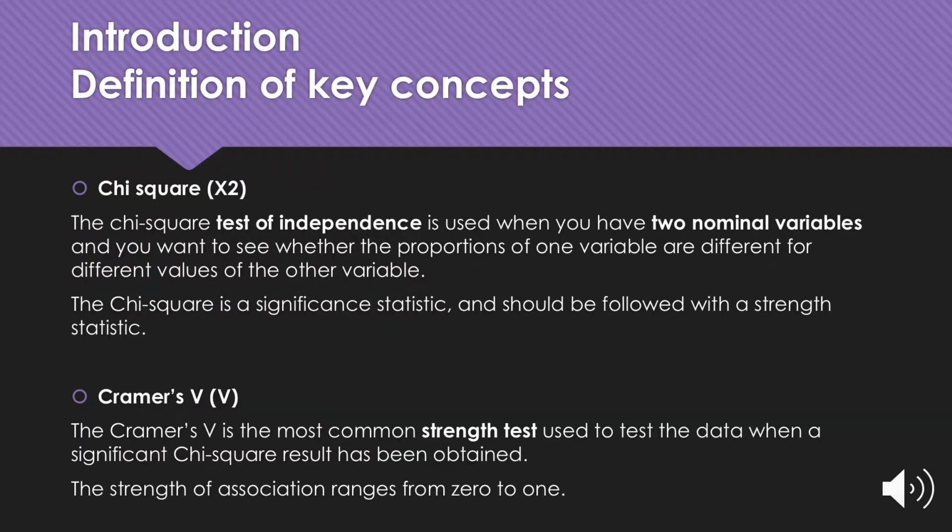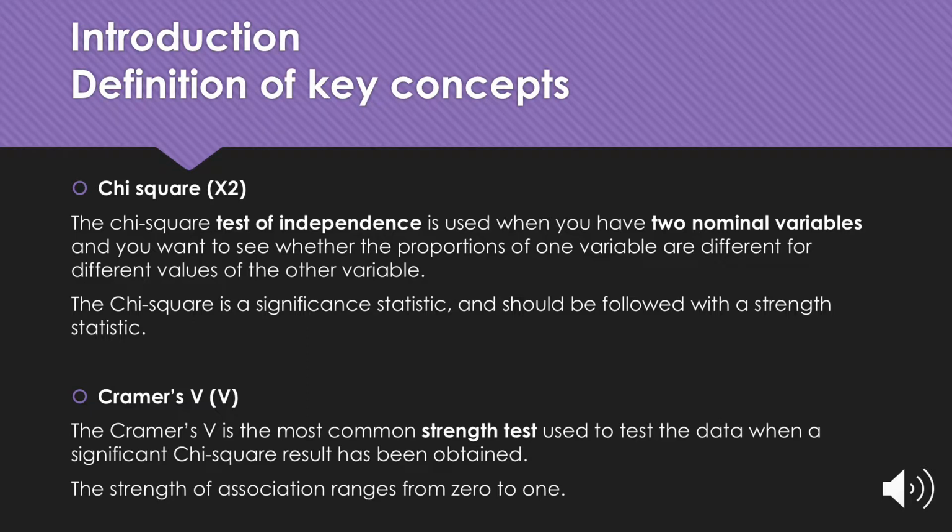Chi-square testing. The chi-square test of independence is used when you have two nominal variables and you want to see whether the proportion of one variable is different for different values of the other variable. The chi-square is a significance test statistic and should be followed with a strength statistic. We use the Cramer's V.